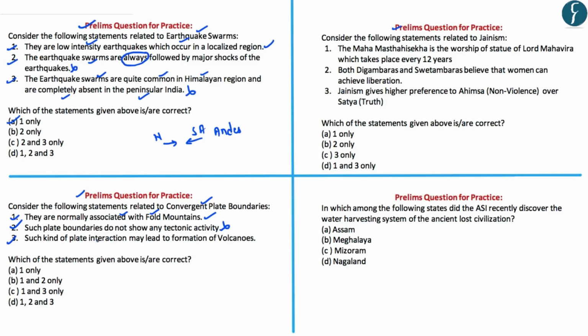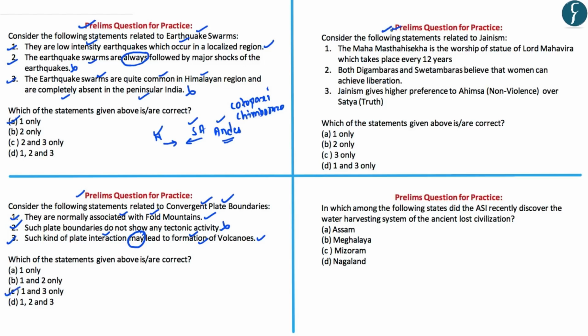The third statement reads as, such kind of plate interaction may lead to formation of volcanoes. Now here this particular statement is correct. This is because if you look at the nature of interaction between the Nazca plate and the South American plate, this has led to the formation of the Andes mountains. Apart from the formation of the Andes mountains, certain volcanic peaks can also be found in the Andes. Examples being the Cotopaxi peak or the volcanic peak of Chimborazo. So if you look at the convergent plate boundaries, such kind of plate interaction may lead to the formation of volcanoes. So looking at the options here, the correct answer to this question is C, that is 1 and 3 only.